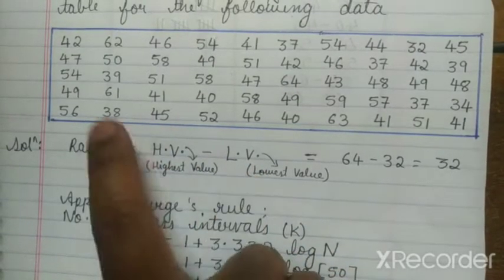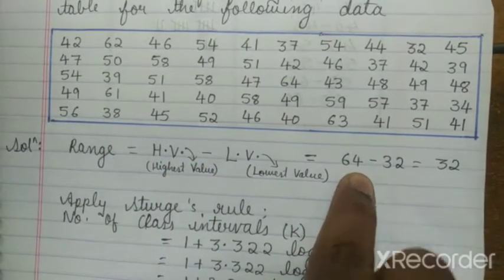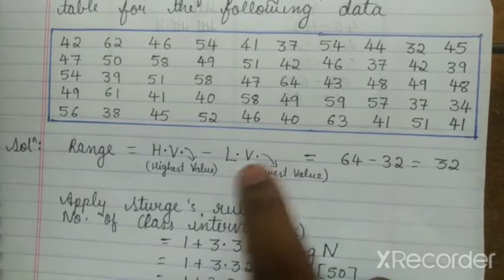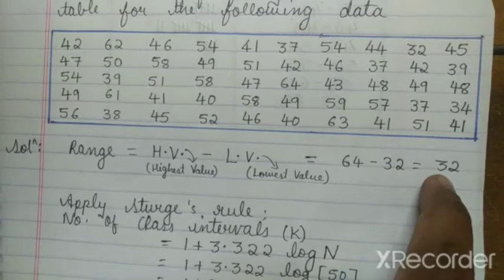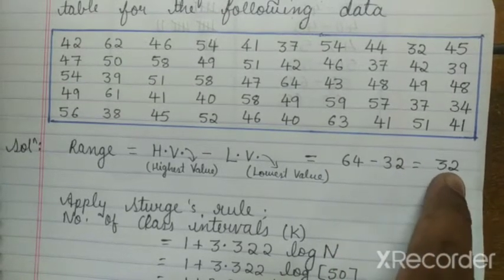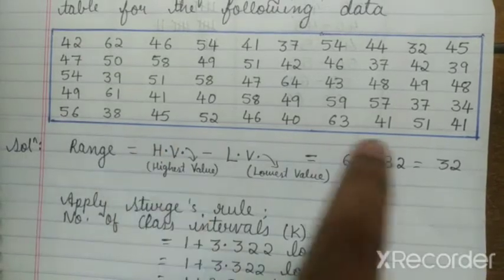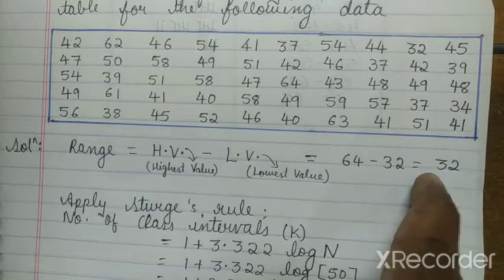So which is the highest value out of this? You have to calculate. The highest value out of this is 64. You can check it out. The lowest value out of this is 32. And the difference is 32. So highest value minus the lowest value is 32. That means the range of this entire given data is 32.